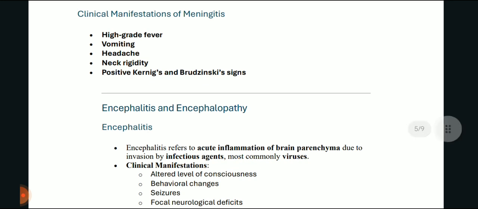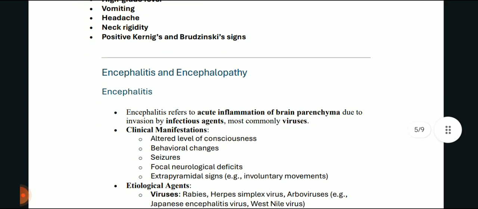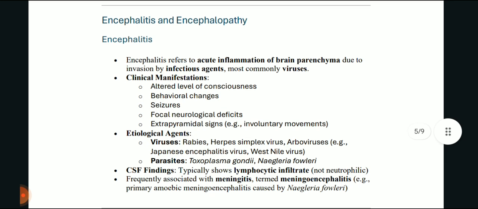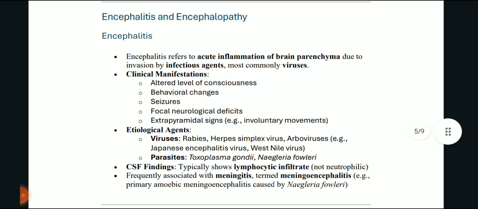Now, what are the clinical manifestations of meningitis? As we will see in the coming 2 chapters, there is high-grade fever, vomiting, neck rigidity, headache, and positive Kernig's and Brudzinski signs in meningitis. Okay, now coming on to the second topic. This also we will be covering in great detail, but a slight introduction to it.